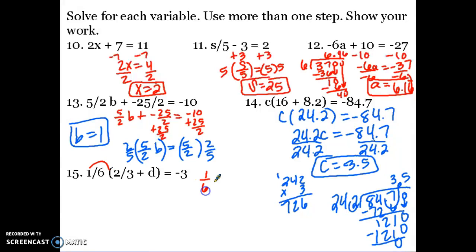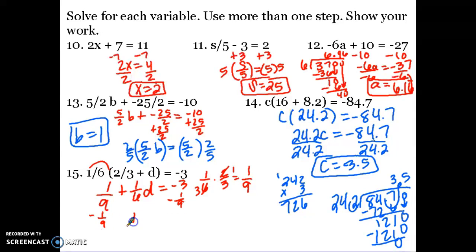1/6 times 2/3. My 2 and my 6 will simplify. 1 times 1 is 1. 3 times 3 is 9. So 1/6 times 2/3 is 1/9. Plus 1/6 D equals negative 3. I'm going to subtract 1/9 from both sides. 1/6 D equals negative 3 and 1/9.